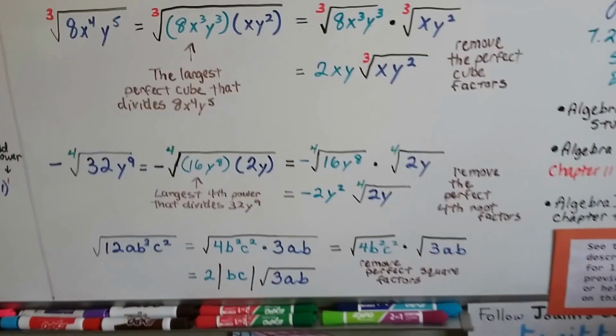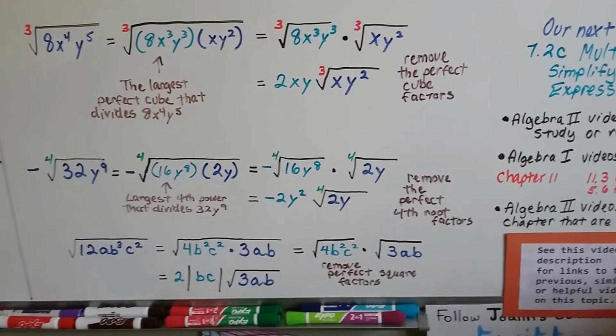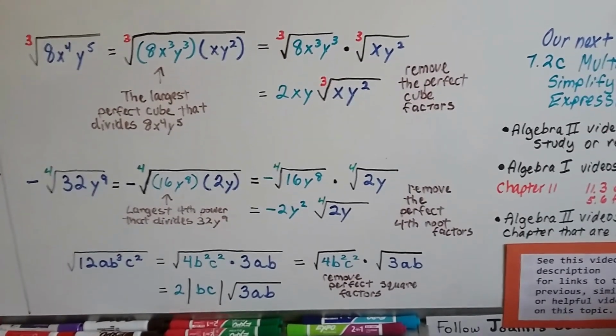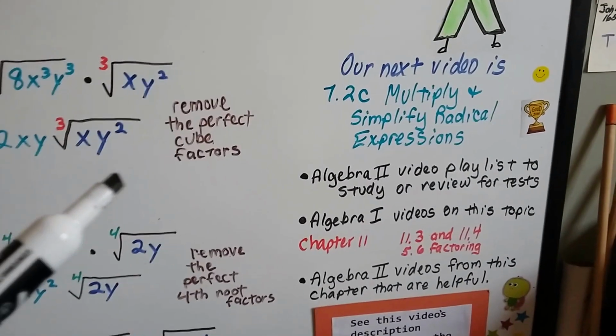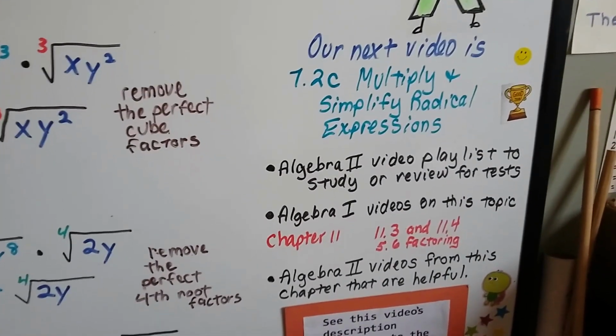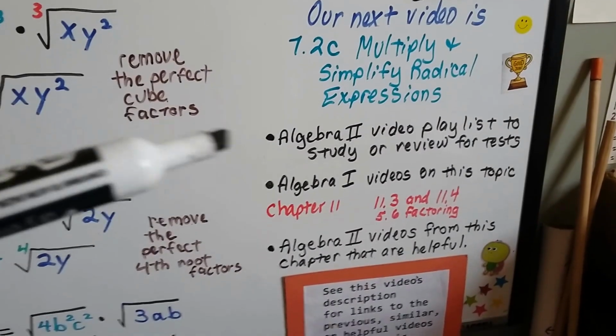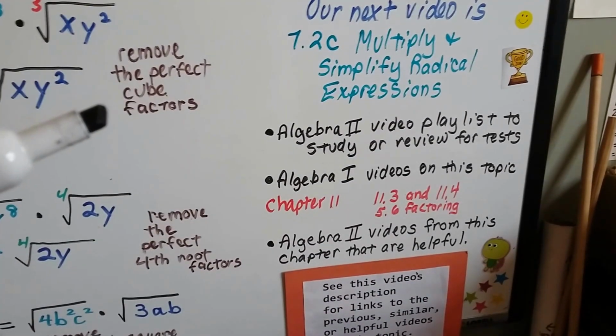All right? I know this can be confusing, but if you watched every video, you should have a grasp on what's going on. Our next video is 7.2c. We're going to talk about how to multiply and simplify radical expressions. I'm going to add this video to the Algebra II playlist.